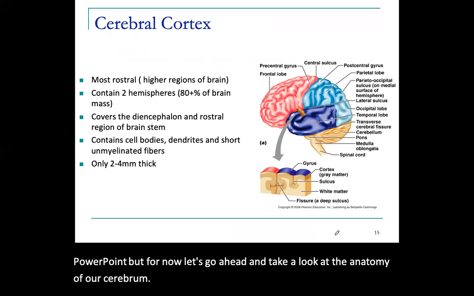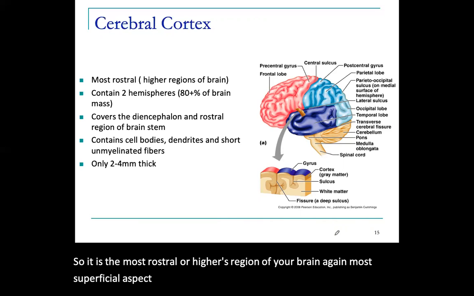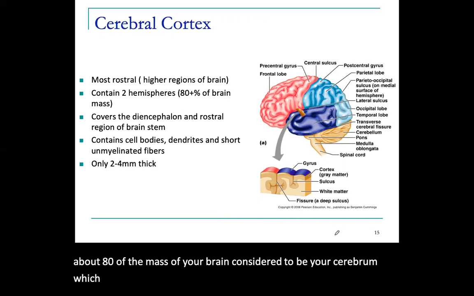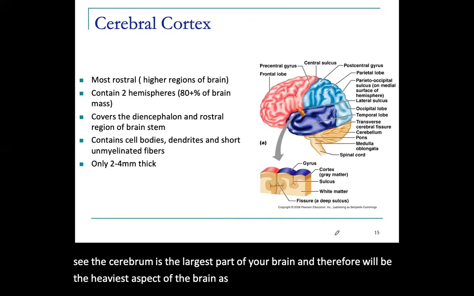So it is the most rostral or highest region of your brain. Again, the most superficial aspect of your brain. It does contain 2 hemispheres, and about 80% of the mass of your brain is considered to be your cerebrum, which kind of makes sense. Just by looking at this picture, you can see the cerebrum is the largest part of your brain, and therefore will be the heaviest aspect of the brain as well. It does cover the diencephalon and the brainstem partially.